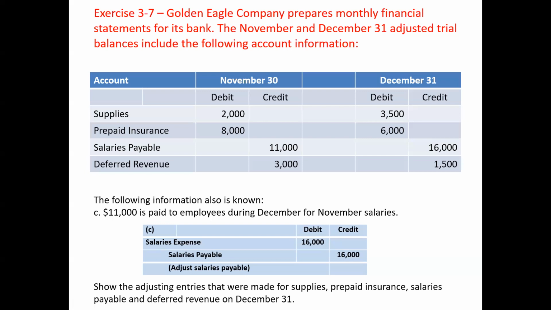Here is accrued expense where the expense occurred. It was incurred by the company. So we show it as an expense. We show it also as a liability because we have not paid it yet.